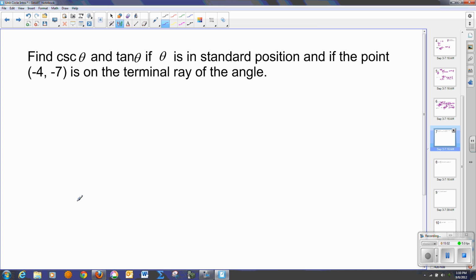So we're going to talk about an example that's a little bit different. It's taking us actually off the unit circle. And they want us to find the cosecant of theta and the tangent of theta if theta is in standard position and if point -4, -7 is on the terminal ray of the angle. So here's what I think about doing. I say, where's -4, -7? Oh, -4, -7, somewhere down here. And this could be on some random circle. Let's just call it like this.